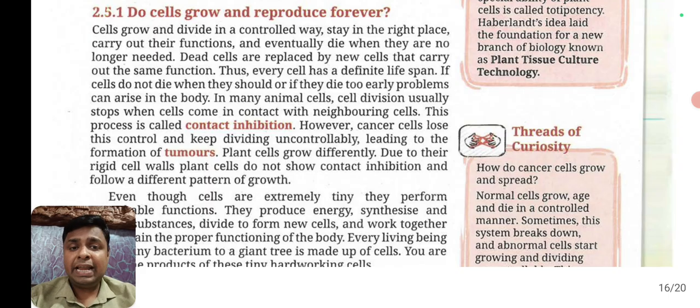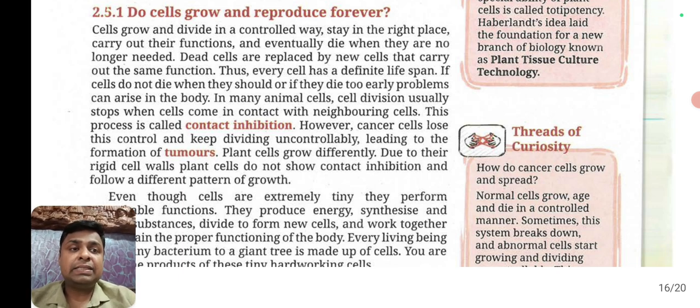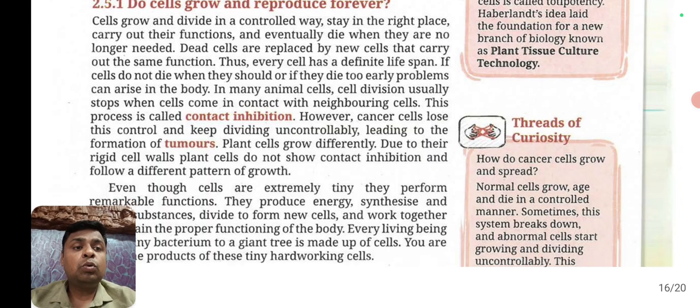Every cell has a definite lifespan. Everybody is going to die, even the cells die. In many animals, cell division usually stops when a cell comes in contact with neighboring cells. This process is called contact inhibition. Now cancer cells are special cells. They grow uncontrollably. They just absorb the nutrition and resources, and they grow, and they don't perform any work. They just grow. That is called a tumor, uncontrolled growth of cells. Plant cells grow differently due to the rigid cell wall and they do not show contact inhibition.